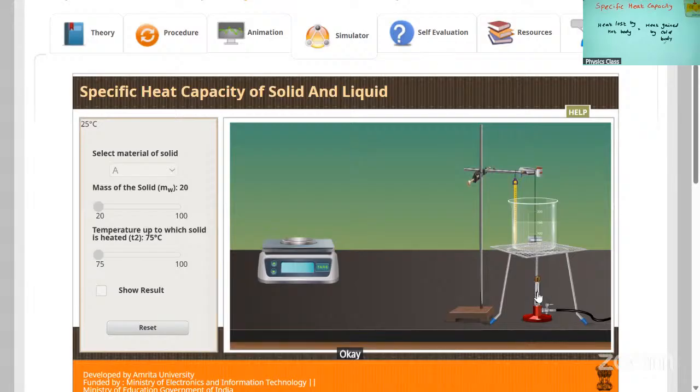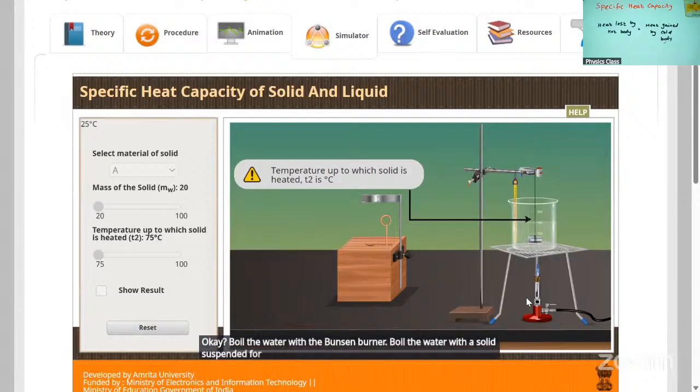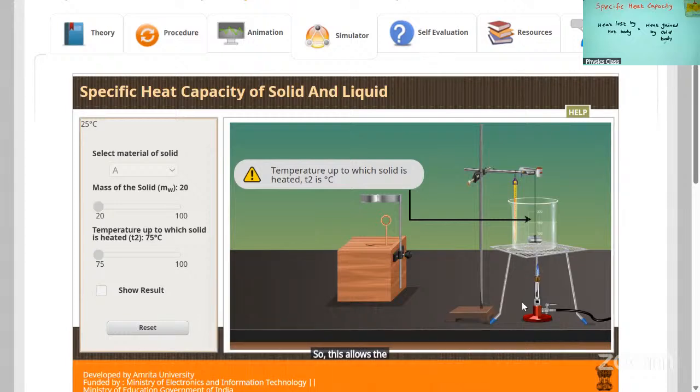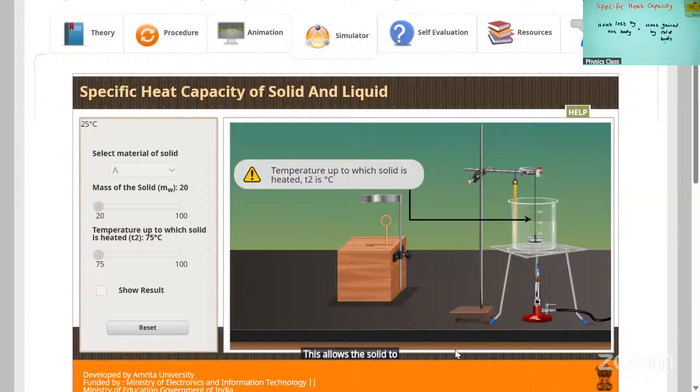Boil the water with the Bunsen burner. Boil the water with the solid suspended for about 5 to 10 minutes. This allows the solid to reach thermal equilibrium with the boiling water.